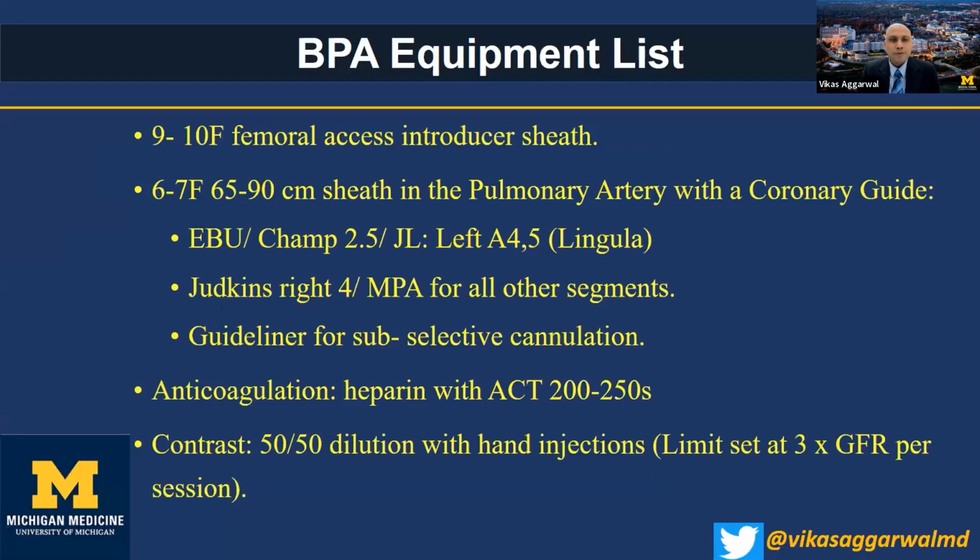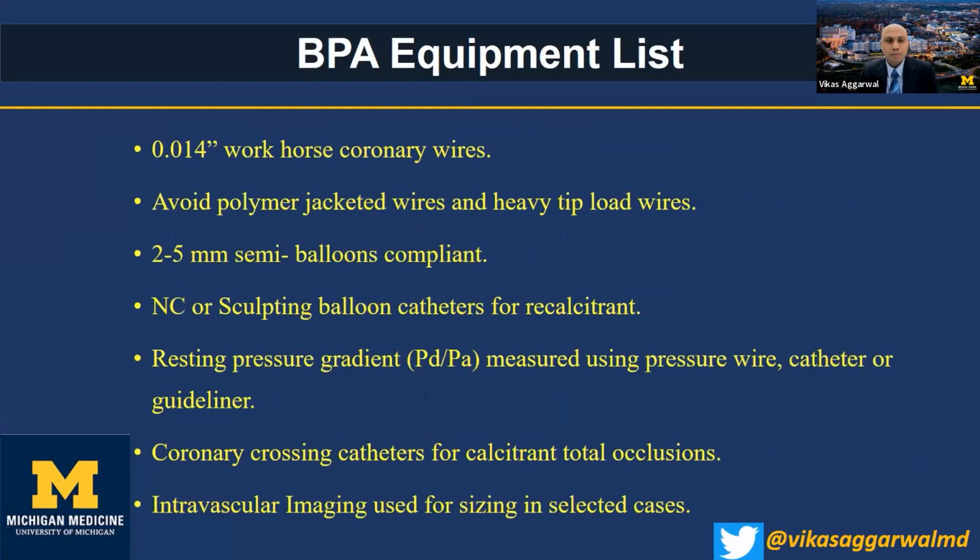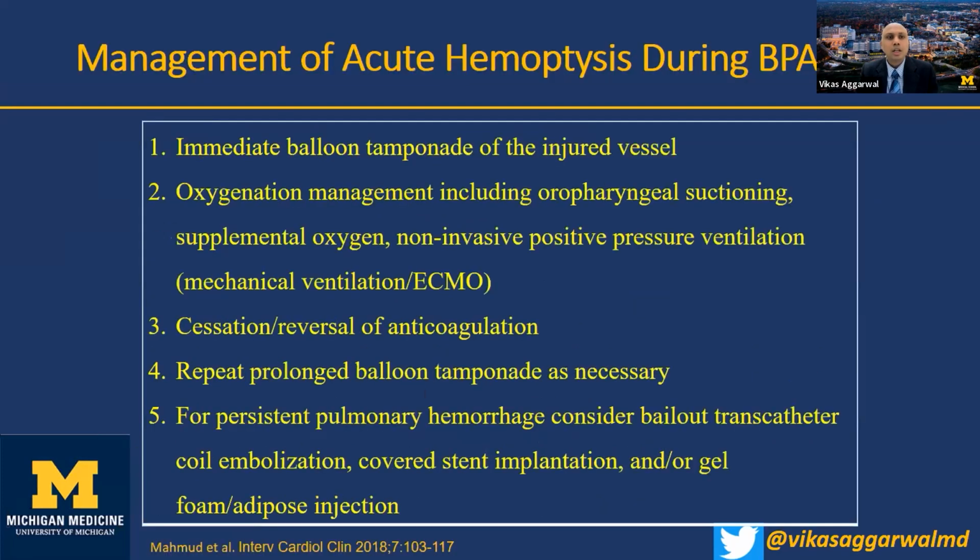So I have a brief equipment list in the next 2 slides. Most of these things are present in most cath labs, but just for folks who are taking notes, that's the basic BPA equipment list that we use. Apart from this, we also have essentially a complication box that we share with the coronary CTO team, and that has coils and amplified vascular plugs and all kinds of other things.